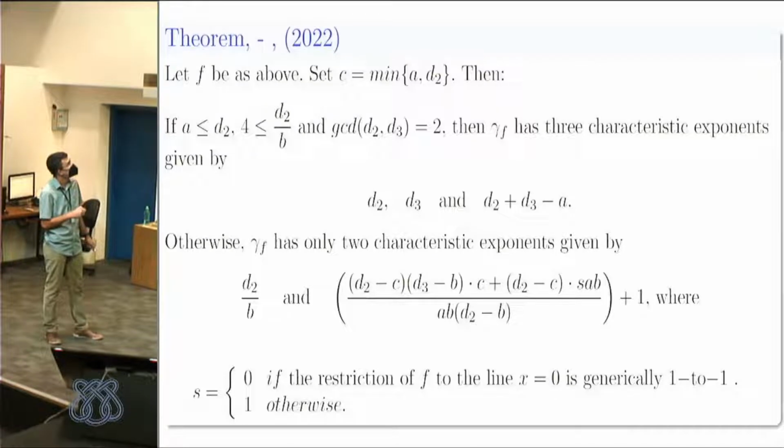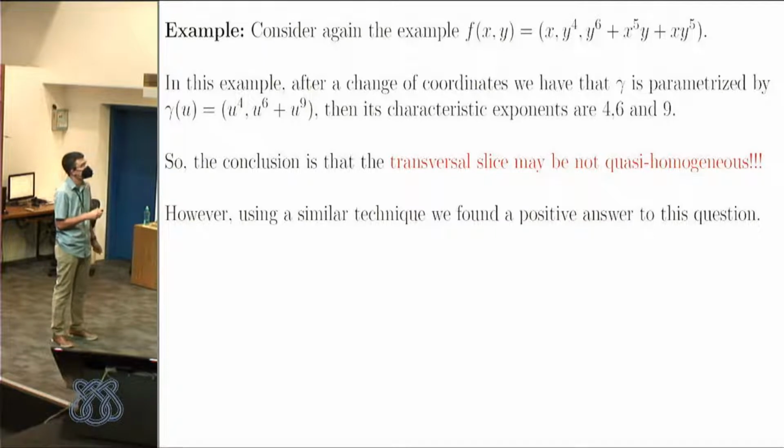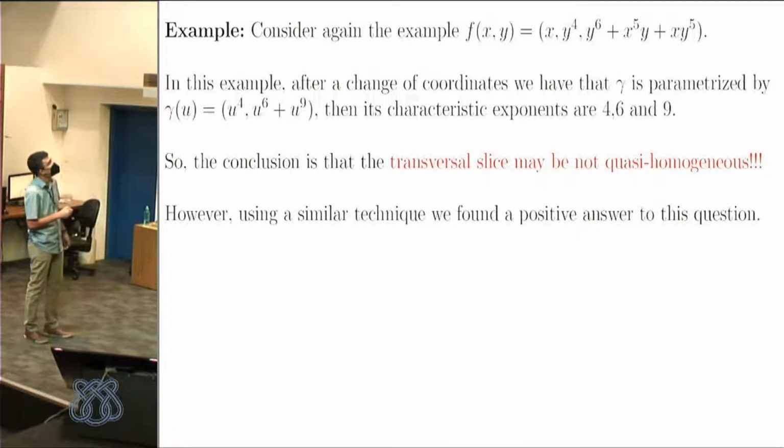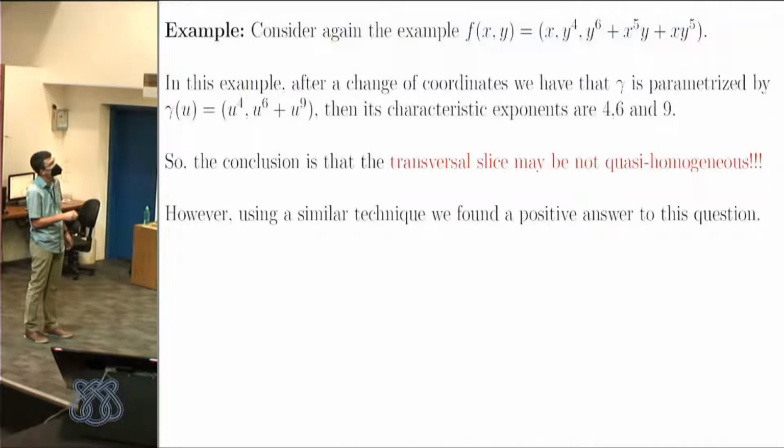This hypothesis happens. Note that the greatest common divisor of D2 and D3 is equal to 2. Here you have 4 and 6. So the greatest common divisor of 4 and 6 is 2. And the other conditions also happen. And we have 3 characteristic exponents, 4, 6, 9, which are given by D2, D3, and 4 plus 6 minus 1. So this gives 9.